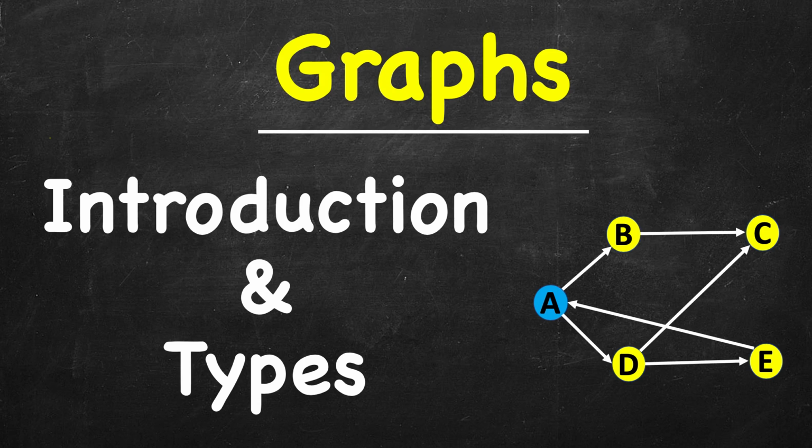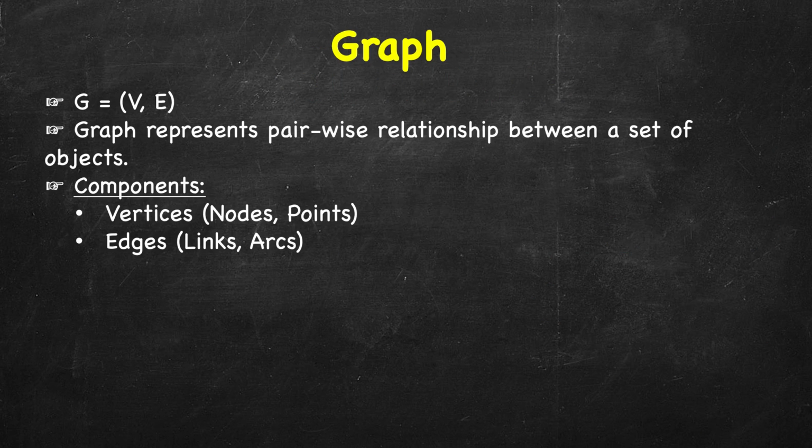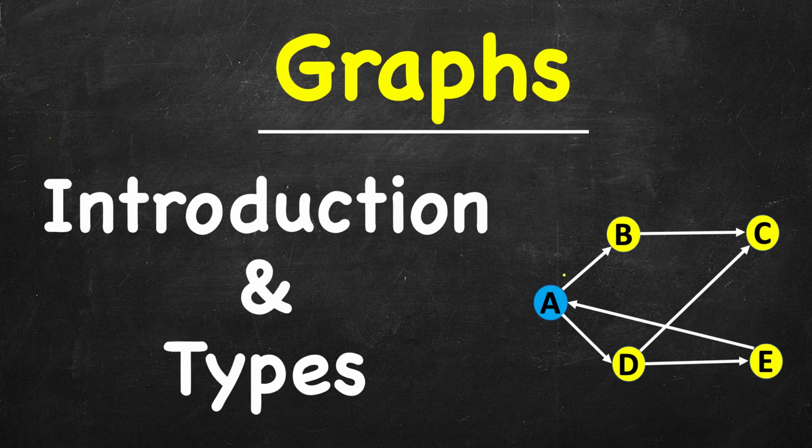So let's begin. First of all, what is a graph? Here you can see a diagram of a graph. Let's see its definition. These nodes and edges, what are these? A graph can be written as a set of two things, V and E, where V is the set of vertices. If you look at this graph, the vertices are A, B, C, D and E. Similarly, these arrows denote the edges.